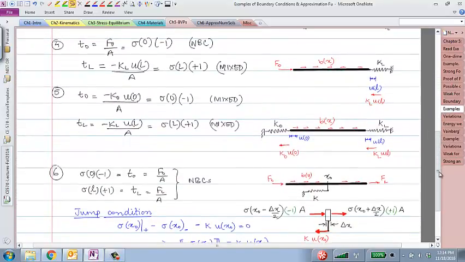But if you don't do that, then the solution that you would get from the weak form is always going to give you some number, some solution for it. But that solution won't be a valid or a meaningful solution.